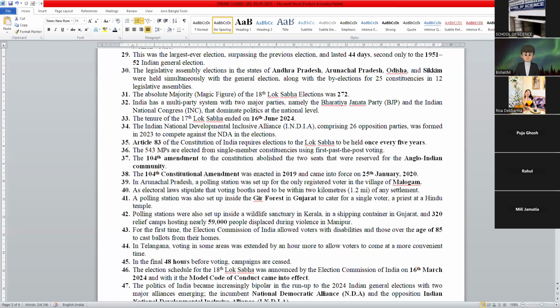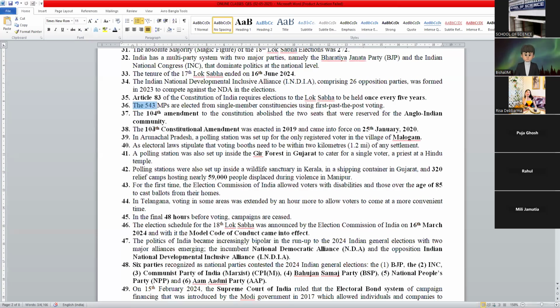Now, point number 35, very, very important. Article 83 of the Constitution of India requires elections to the Lok Sabha to be held once every 5 years. Point number 36. The 543 MPs are elected from single-member constituencies using first-past-the-post voting. Point number 37. The 104th Amendment to the Constitution abolished the 2 seats that were reserved for the Anglo-Indian community.